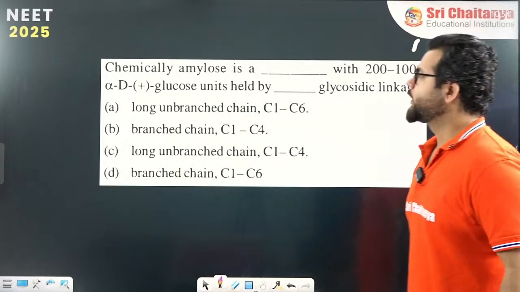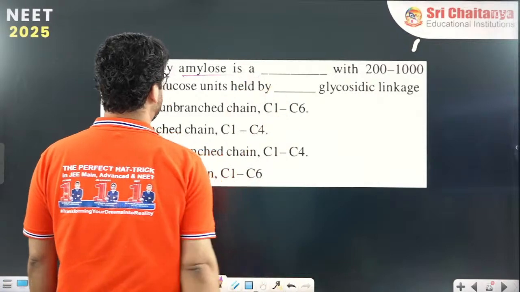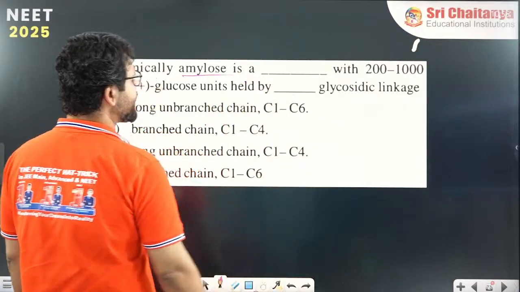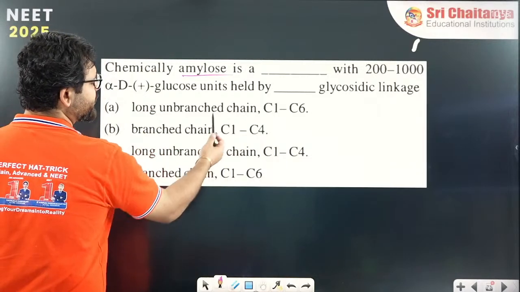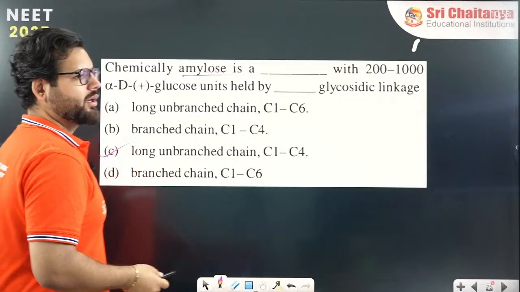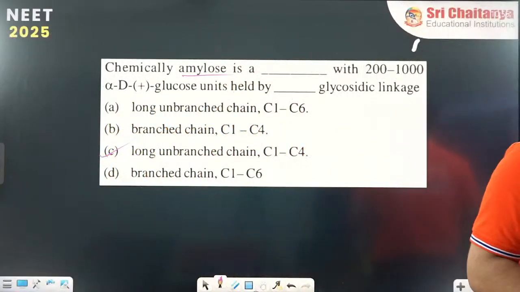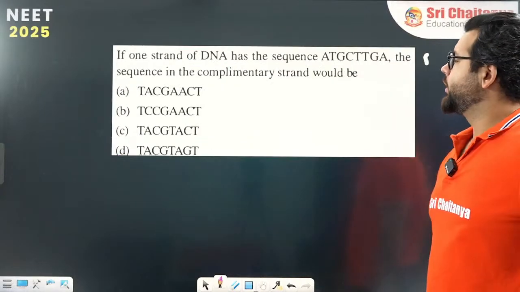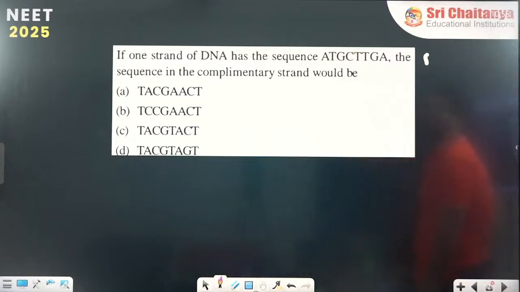Next one. Chemically, amylose is long chain and held by which glycosidic linkage? So they are long chain, unbranched, C1-C4 glycosidic linkage. C1-C4 glycosidic linkage. Okay, this is a simple question. All of you can do it easily.